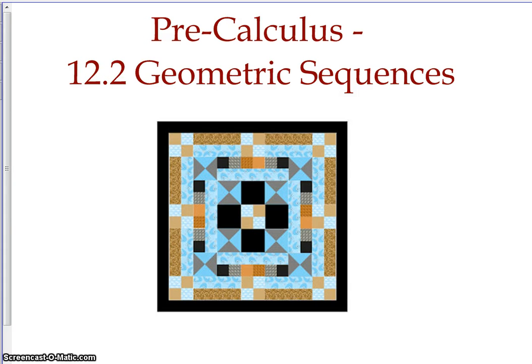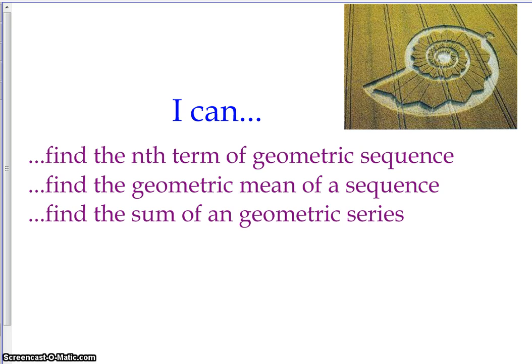Right, so now we're talking about section 12.2 on geometric sequences. I have a couple of challenge problems. We're going to first talk about a geometric sequence. What we're going to look at is how we find the nth term of a geometric sequence, how we find the geometric mean of a sequence, and how we find the sum of a geometric series.